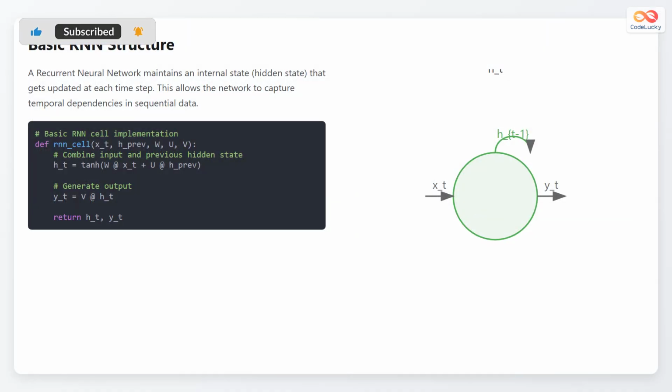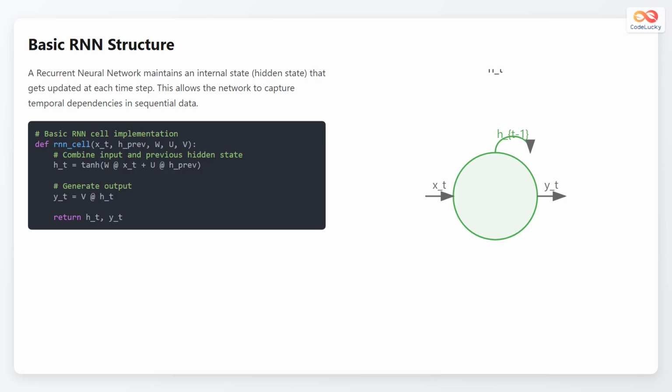A recurrent neural network, or RNN, maintains an internal state, also known as a hidden state, that is updated at each time step. This enables the network to capture temporal dependencies within sequential data. Let's look at a basic implementation of an RNN cell.